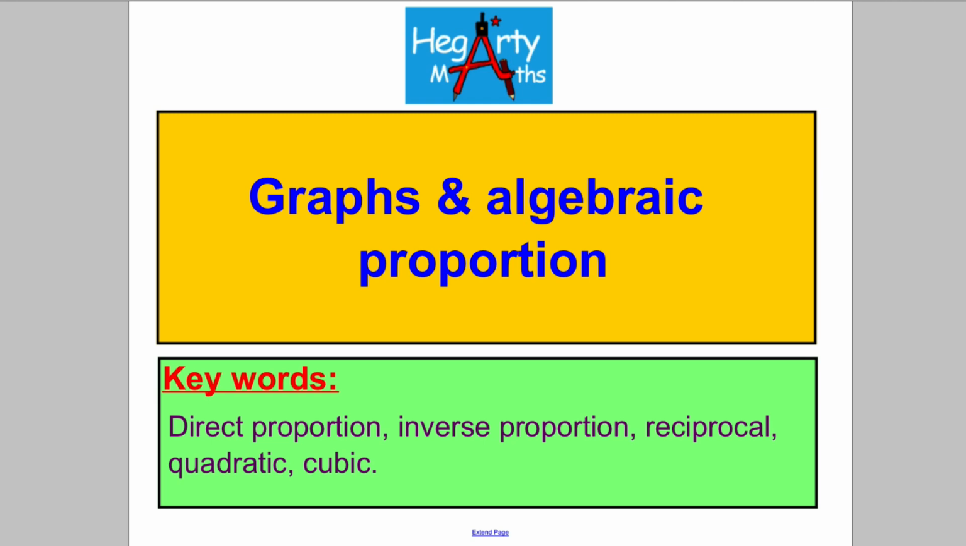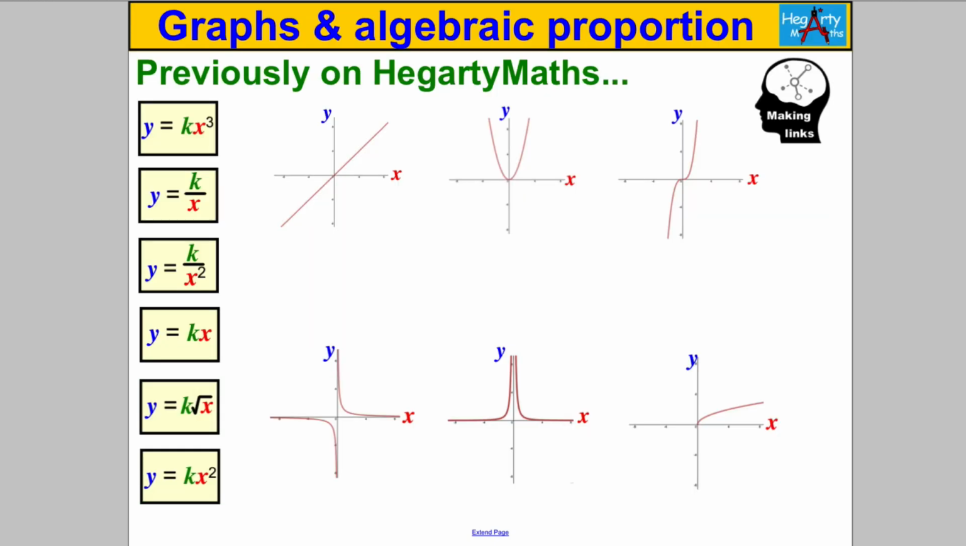It's Mr. Hegarty here, and in this video we're talking about graphs and algebraic proportion. So I want to start with graphs you already know. You should already know how to draw some of these graphs, like a cubic, a reciprocal, a linear graph, etc. Could you pause the video and double check you could try and match each of these equations to the graph it might be?